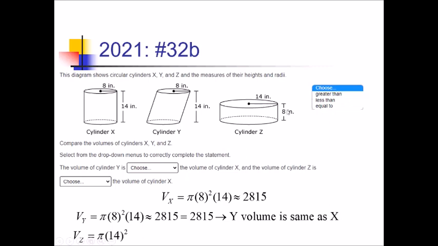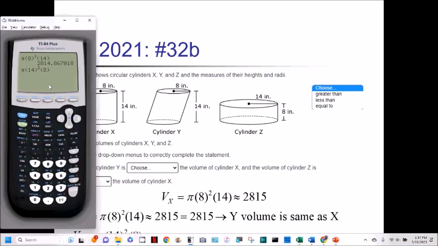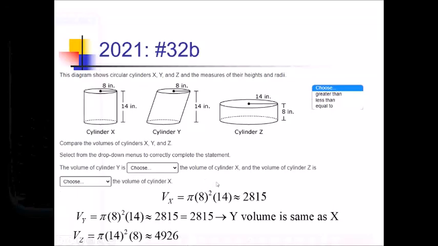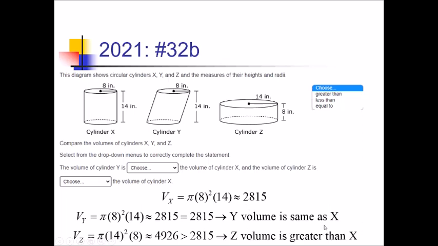Anyway, moving on to cylinder Z, we're going to do pi times 14 squared this time around, new radius, times a height of 8. And let's go ahead and plug that in. So pi times 14 squared times 8, that comes out to a lot more than we got before, 4,926 if we round that off. That's bigger than 2815, so that tells us that Z's volume is greater than that of X.